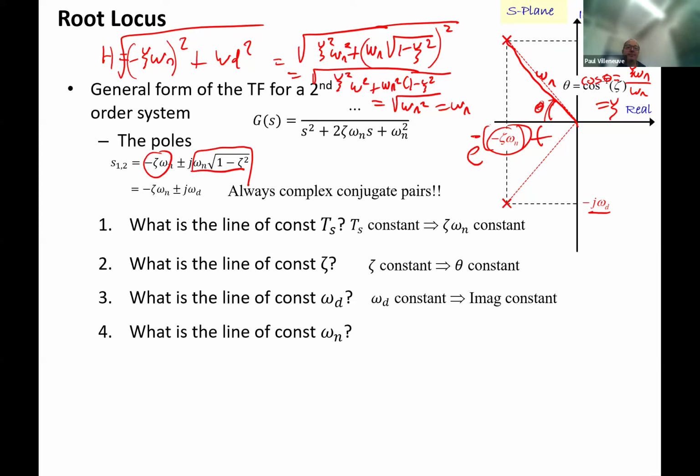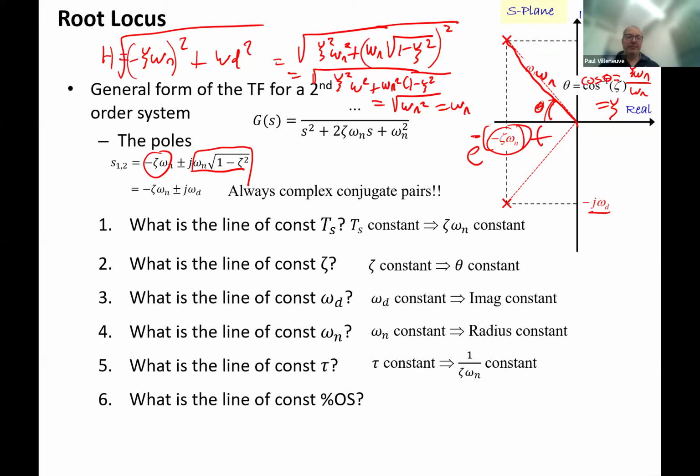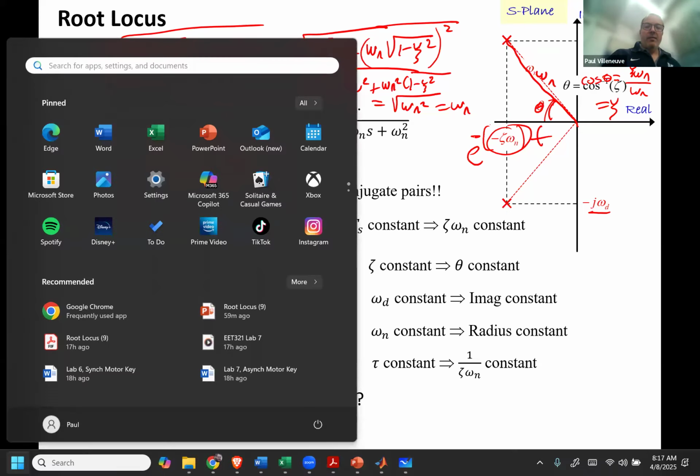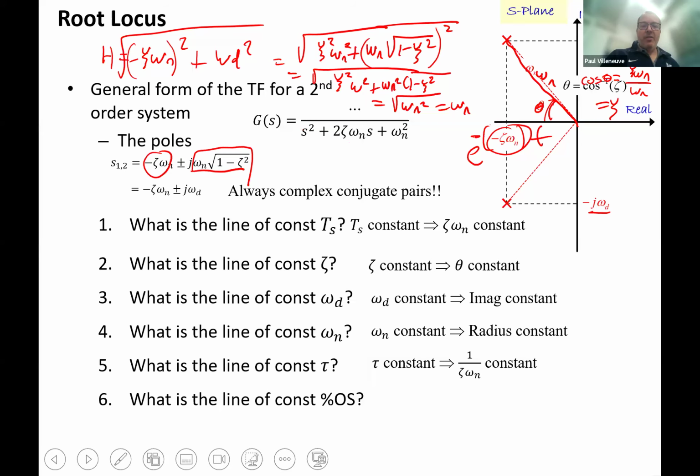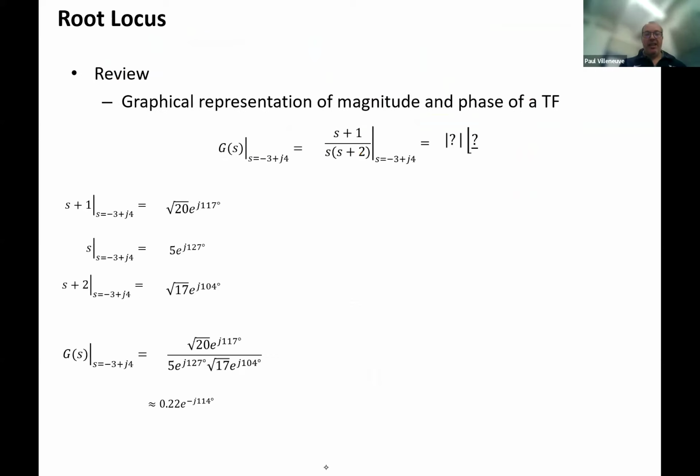What about omega sub n? That means that we have a constant radius there, but that's not all that particularly useful for us. We usually don't worry too much about that. What about a constant tau? Again, that's the same thing as the time constant. What about percent overshoot? See if I can move that off to the side. Percent overshoot is exclusively based on zeta. So that means we have a constant zeta. And that's how we do that.